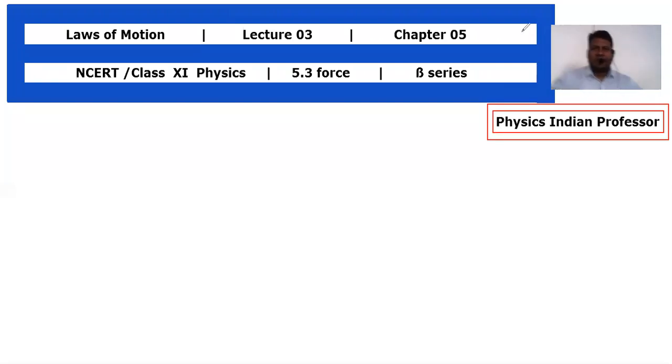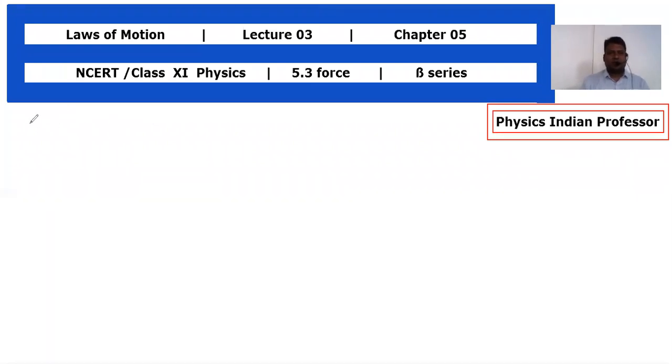Good morning, everybody. This is lecture number 3, chapter number 5, Laws of Motion. This is the physics subject, NCERT class 11 physics, and basically this is 5.3, the concept of force. We are going to see force in depth from now onwards, because yesterday we saw the cause of force, and the effect of force is basically momentum.